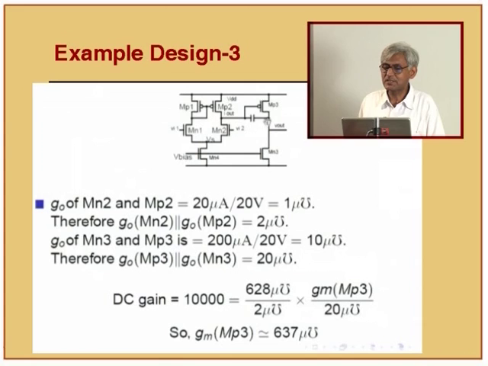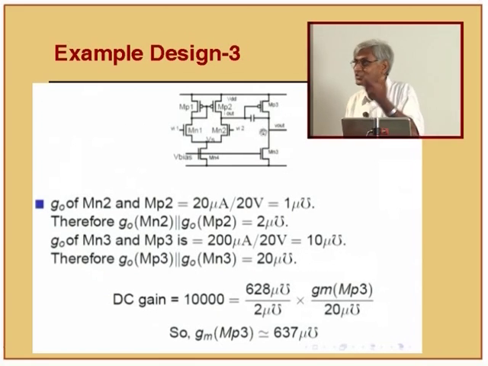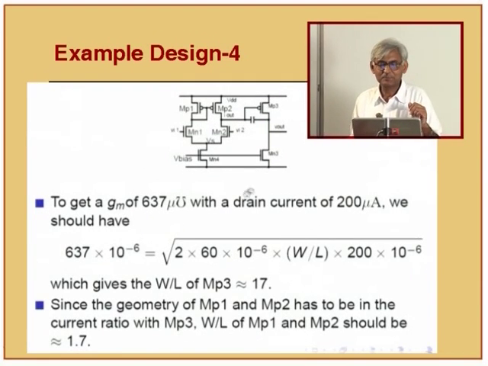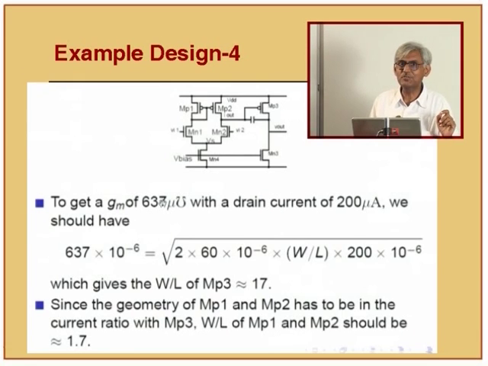Now I know the GM of this transistor. If you know GM and you know I, then you can calculate the geometry, right? So that is what we do next. To get a GM of 637 micromhos with a drain current of 200 microamps, 637 micromhos equals 2 into KP prime. This is a P-channel transistor, right? So 60 microamps per volt squared times W by L times 200. That is the current which is flowing through this, 200 microamps. Right, 210 minus 6, that gives you the W by L of about 17.